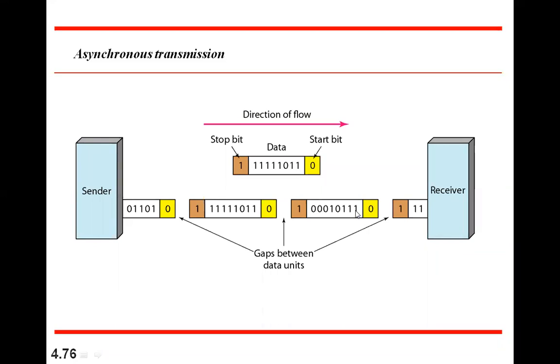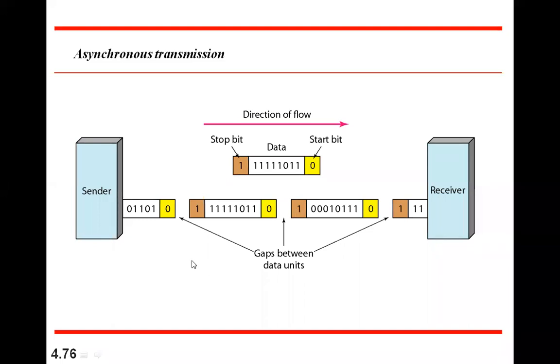It tries to detect errors if there are any. If there is no error, it passes the data on to the processor. That's how it is. Because data is coming asynchronously, it is called asynchronous transmission. And there are always 2 extra bits, one start bit and one stop bit.